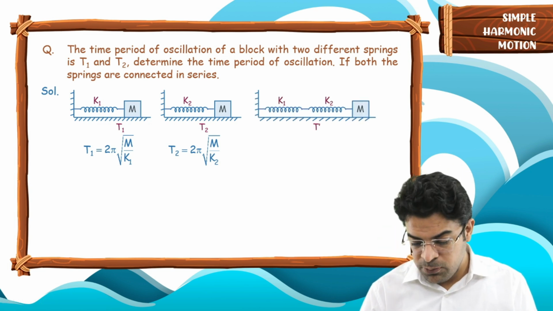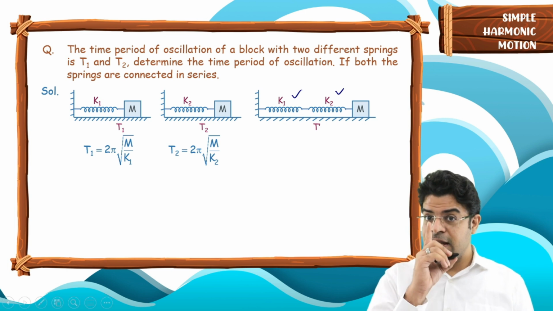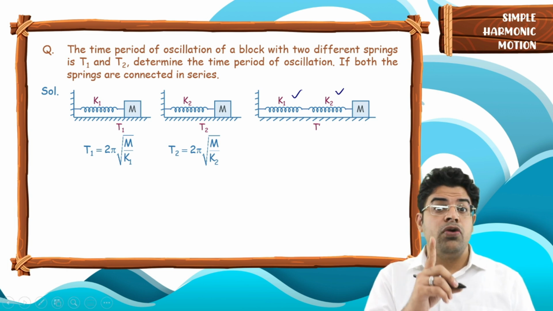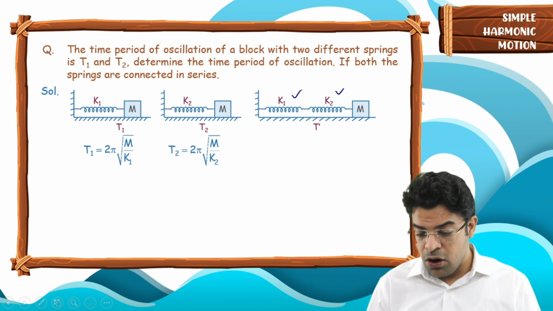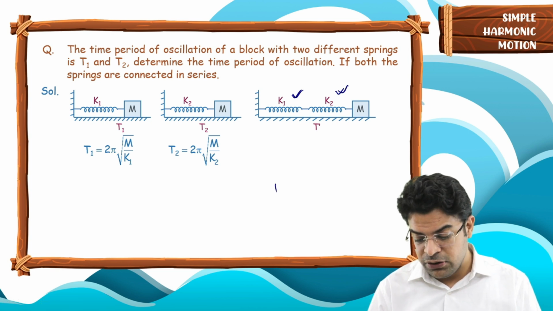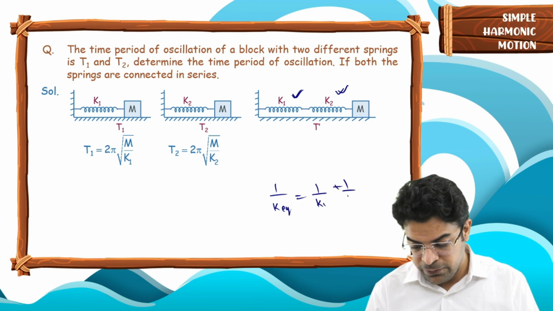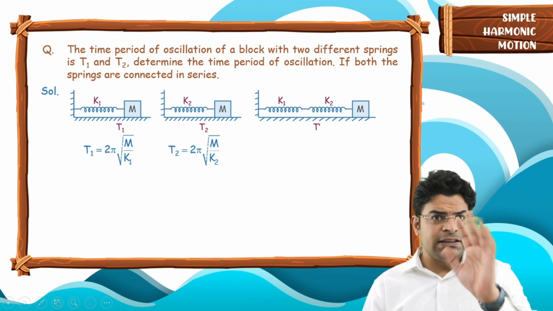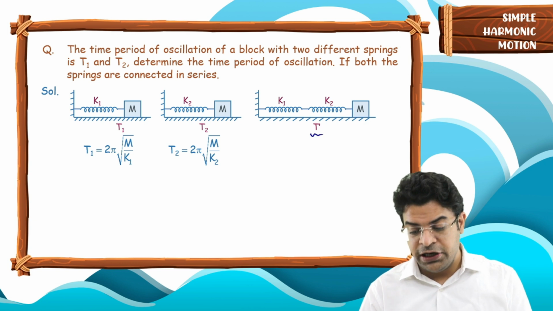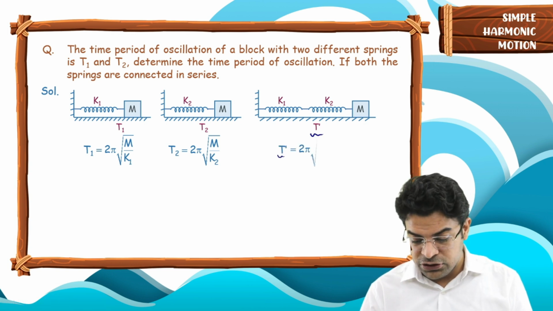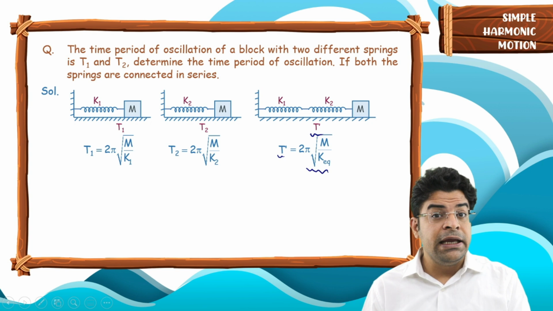So if you connect both the springs in series, you know that the K equivalent will be K1 K2 upon K1 plus K2. Or for springs in series, we know that 1 upon K equivalent equals 1 by K1 plus 1 by K2. In this case, let's say the whole system vibrates with a time period T dash. So you will write T dash equals 2 pi under root m by K equivalent.